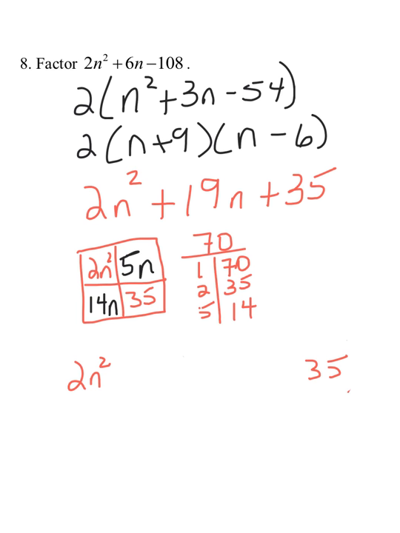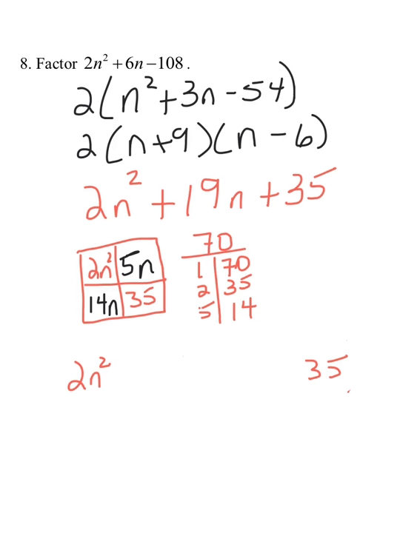All right, so I put my 5n and my 14n in the box. I know that these two are going to add up to give me 19. I have my 35 here, and I have my 2n squared here. Now I'm going to factor out of the boxes. I'm going to factor out through this column, through this column, through this row, and through this row. And what I'm going to end up with are the 2 binomials that multiply together to give me this.